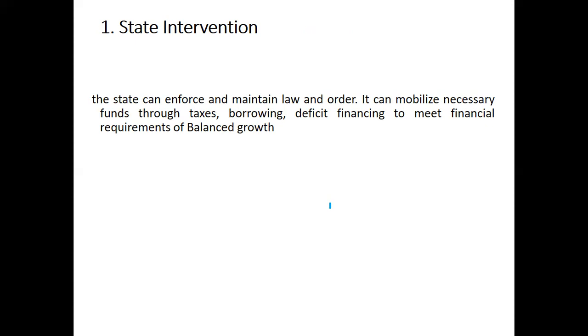The state can enforce and maintain law and order. It can mobilize necessary funds through taxes, borrowing, deficit financing to meet financial requirements of balanced growth rate. So balanced growth rate needs a lot of money because we are not investing in one or two sectors. We are investing in many sectors, in many chosen sectors at the same time. We try to find out the complementarities. We try to find out the relationship between the sectors, and we do investment in all sectors alike.